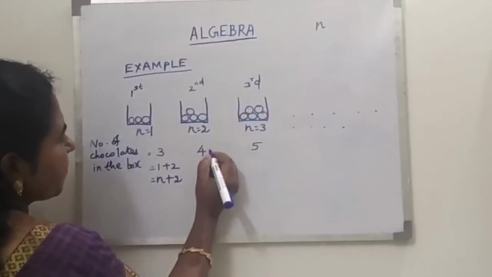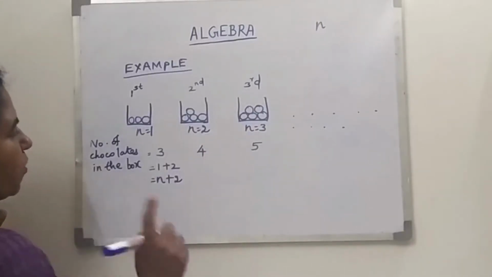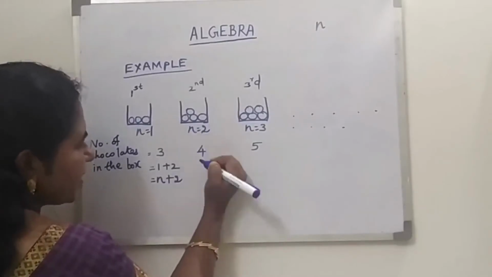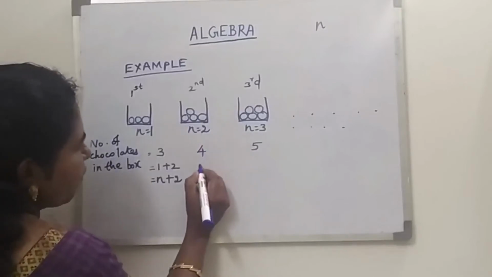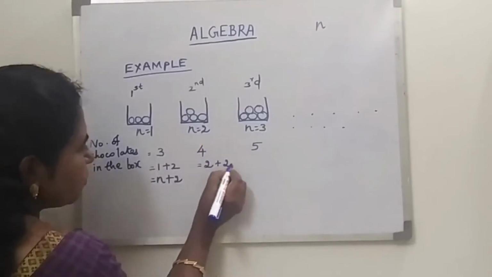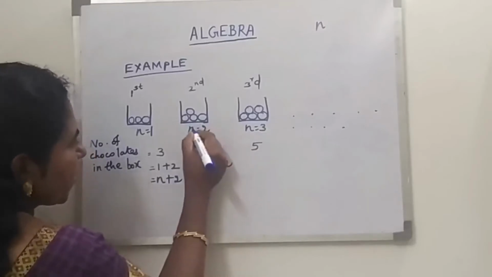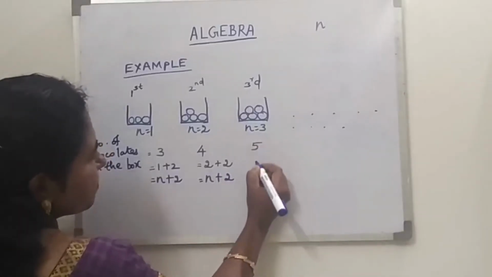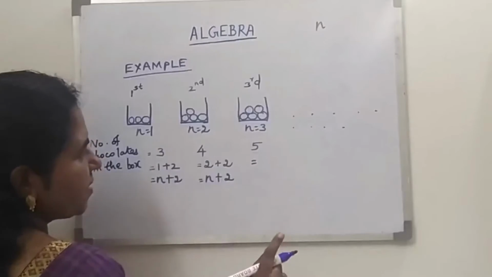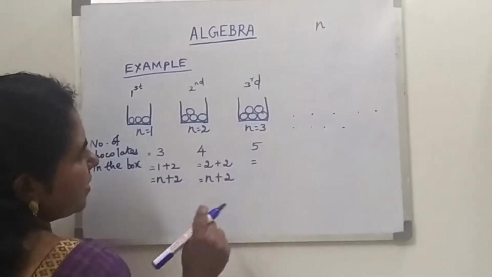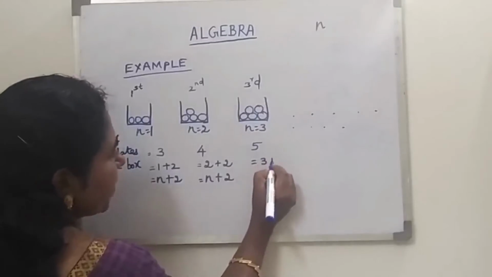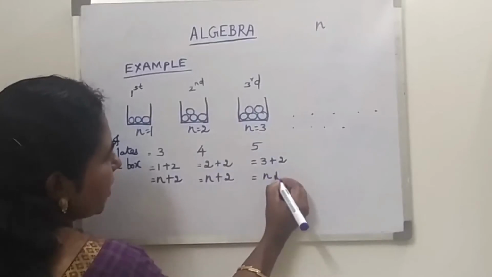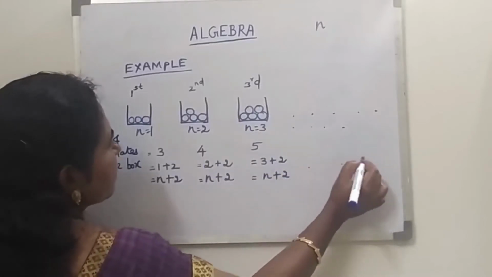Now for the second case, this 4 should be written as a sum of 2 numbers, where one number is this 2. That is, in order to bring this n inside, we are doing this work. So now this 4 can be written as 2 plus 2. So for this 2, you can use this n. So it is n plus 2. Similarly for the next case, 5 should be written as a sum of 2 numbers, where 1 is this 3. So it is 3 plus 2. So what about this 3? It is nothing but n here. So it is n plus 2. So you can proceed in the same way.